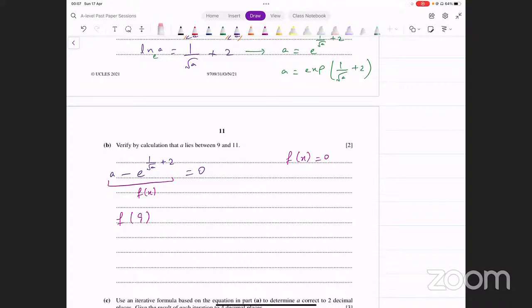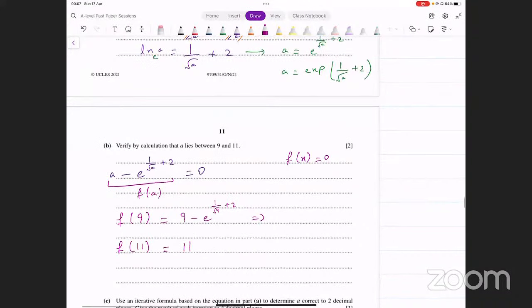Sorry, it is not f of x, it becomes f of a. Okay, here the variable in place of x is a, so we write it as a, it is the same thing. Evaluate f of 9, that is, evaluate 9 minus e raised to power 1 over square root of 9 plus 2, and you'll get some value from this. Evaluate f of 11 once as well, and you'll get some value from this too: 11 minus e raised to power 1 over square root of 11 plus 2.